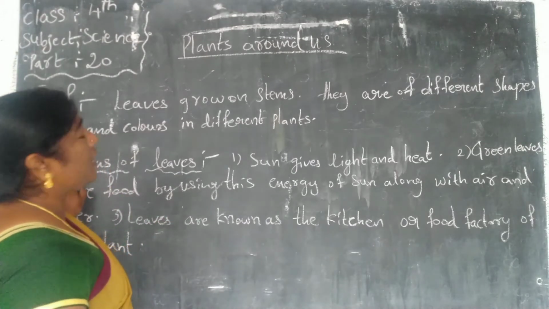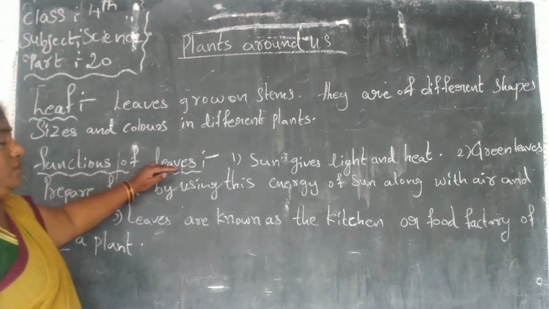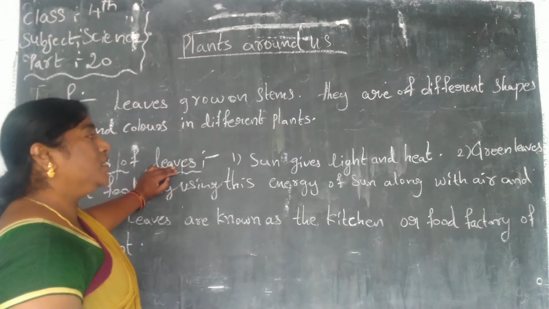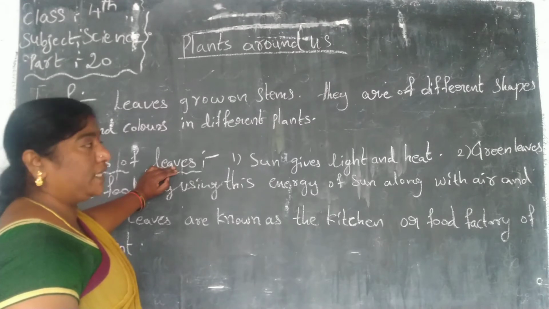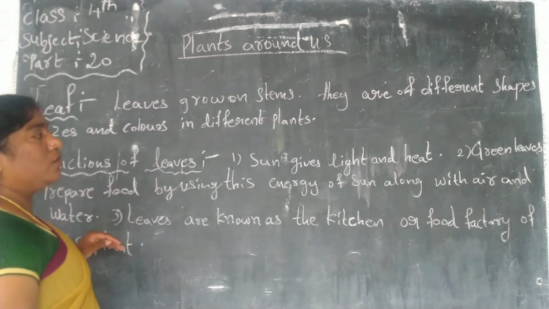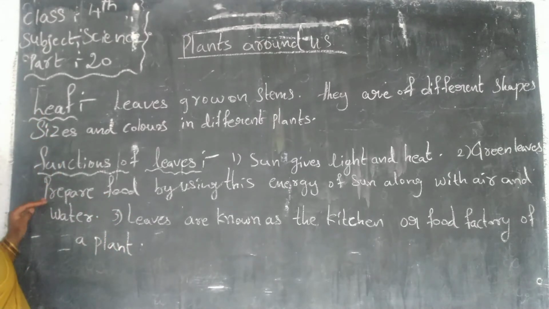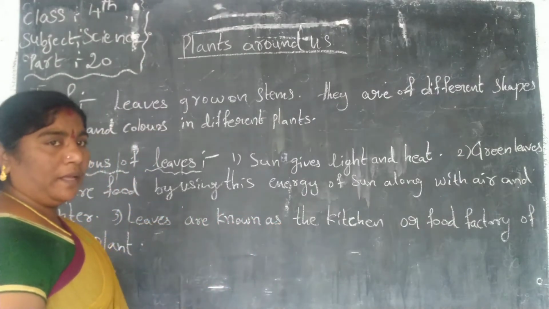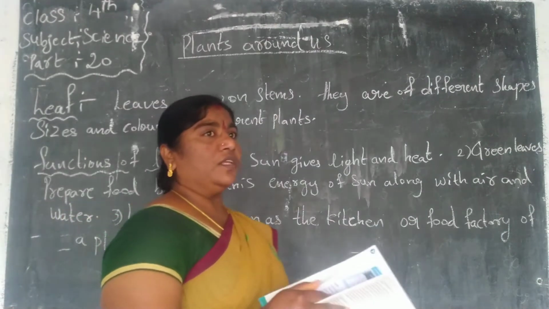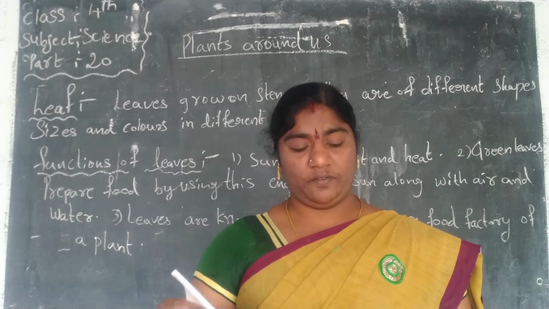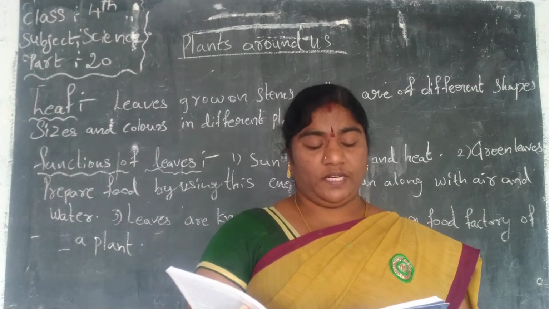And we have to learn about the function of leaves. What is that? The sunlight gives light and heat to the plant. And green leaves prepare food by using this energy of the sun along with air and water. Leaves are known as the kitchen or food factory of a plant. These are some functions of a leaf. We will learn the different functions in our lesson.